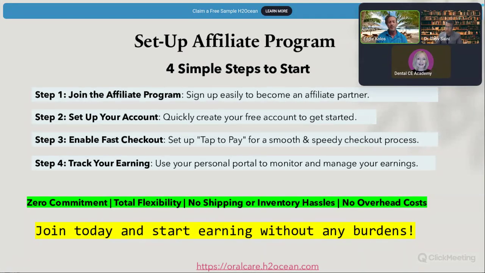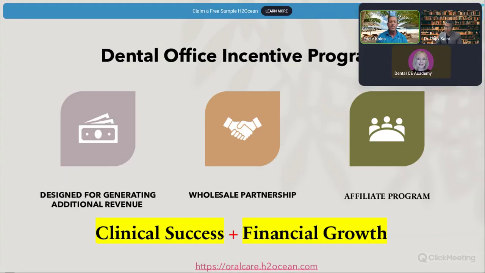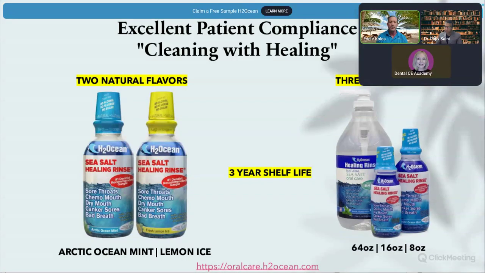And I always suggest trying both, because if somebody says, oh, I hate that taste, it's just their preference. They're going to work the same, but we know that even the lemon is a little bit more powerful when you're sick or you have a sore throat, just from the studies that we did, right, Dr. Rajiv? Yes, 100%.